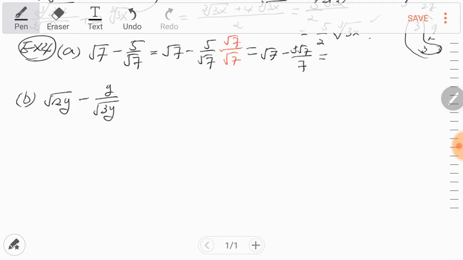Then this is equal to, okay, this is over 1, so we can make it 7 square root of 7 over 7 minus 5 square root of 7 over 7. So that is equal to the numerator. Add the numerators, 7 square root of 7 minus 5 square root of 7 over 7. So that equals, okay, square root of 7, these two are the like radicals. So 7 minus 5 is 2. So the numerator is 2 square root of 7 over 7.